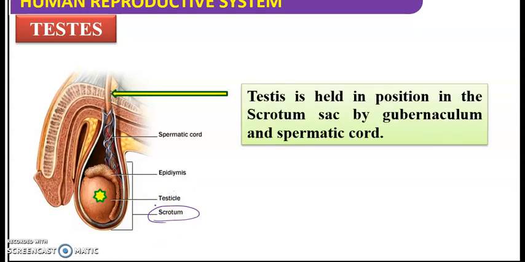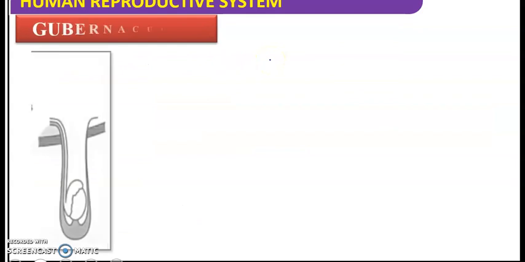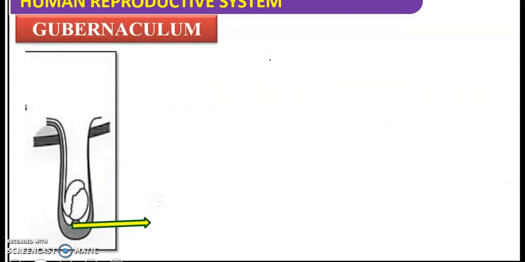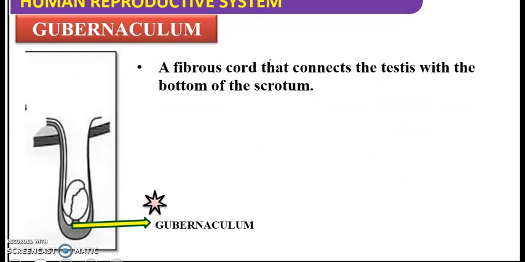So, there are two things that keep the testis inside the scrotal sac. One is the gubernaculum. Another one is called the spermatic cord. We have just seen the spermatic cord, which holds the testis from the upper side. Now, what we are going to see next is the gubernaculum. The gubernaculum is actually a fibrous tissue. It's a fibrous connective tissue or a fibrous muscle-like structure which is present at the base of the scrotal sac.